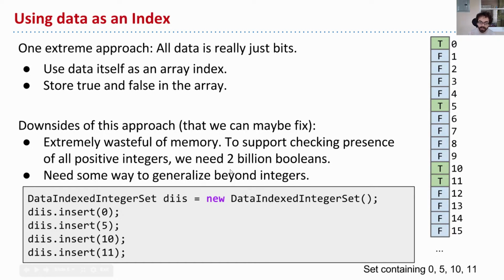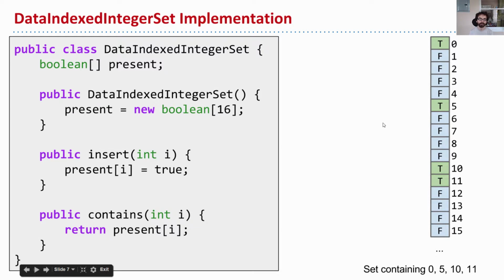But what I want to point out is that this is very fast. Doing this insert operation, I just have to go to the appropriate element in the array and set it to true. If I want to check if something's in the array, I just check if that spot is true or false. And because a computer can check any element in an array in constant time, it's going to be really fast. Okay? So what would the implementation look like for this thing?